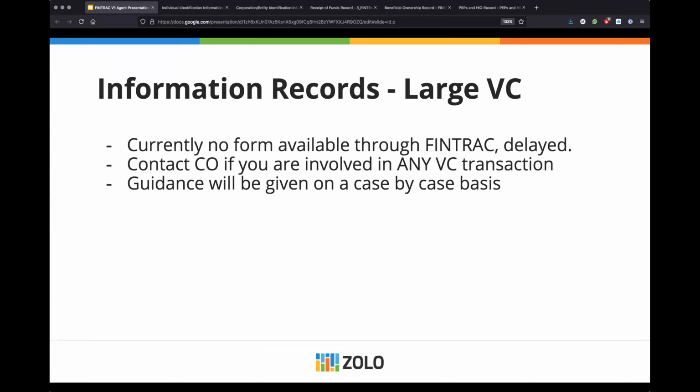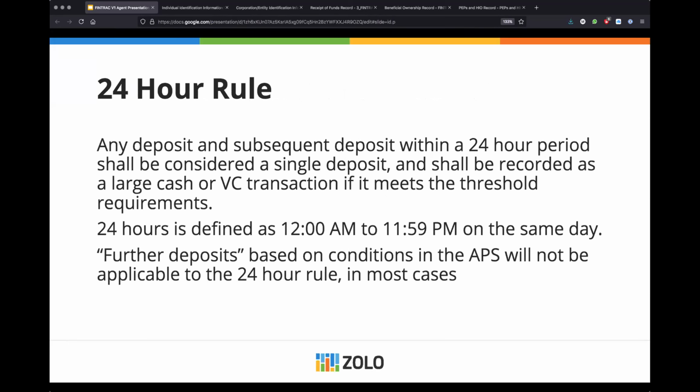If you believe that you will be involved in any large virtual currency transaction, which may be becoming more and more prominent as things go forward, please escalate this to me. Guidance will be given on a case-by-case basis. There are currently no plans at Zolo to accept virtual currency, but that doesn't necessarily mean that obstructs a client from conducting a transaction in virtual currency. They could still be able to do that through their own means.